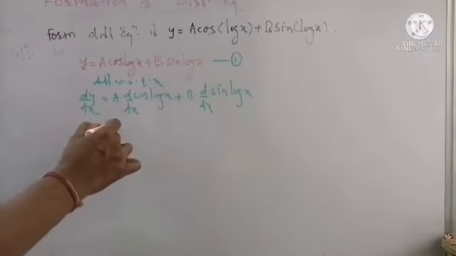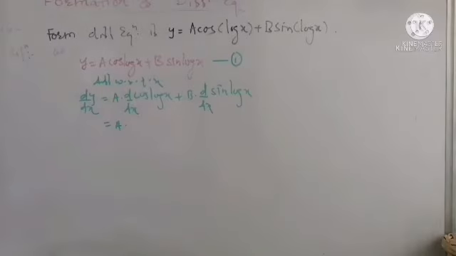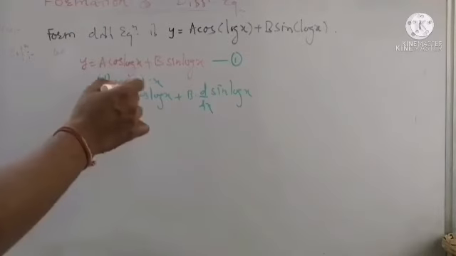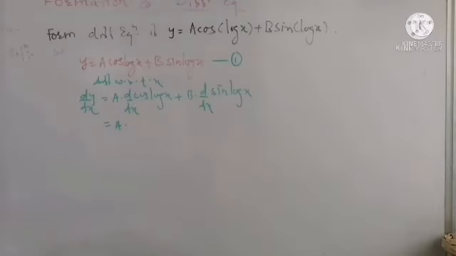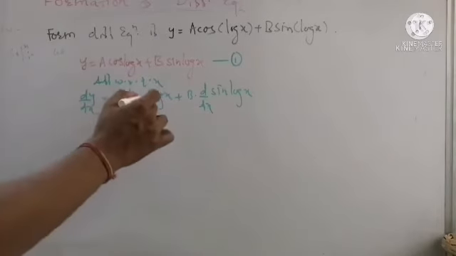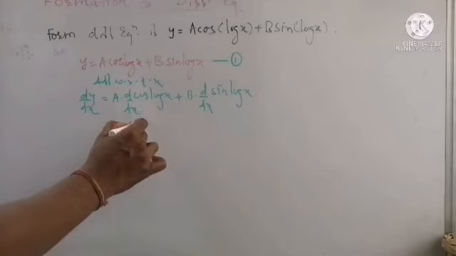Now as cos of log x is a composite function, it can be differentiated by using the chain rule. So the derivative of cos is minus sin. Now the derivative of cos log x is minus sin of log x.